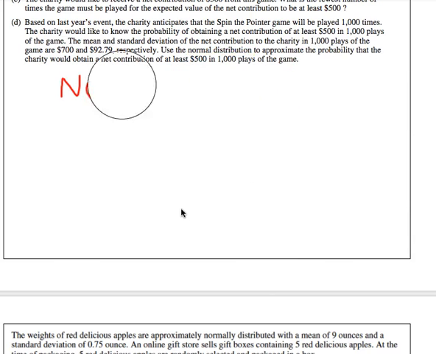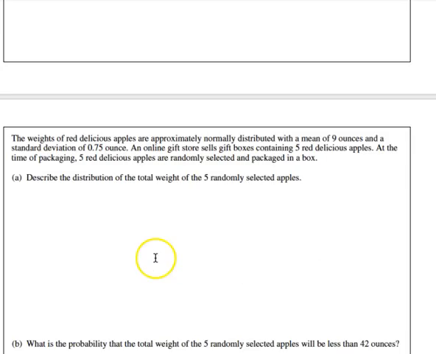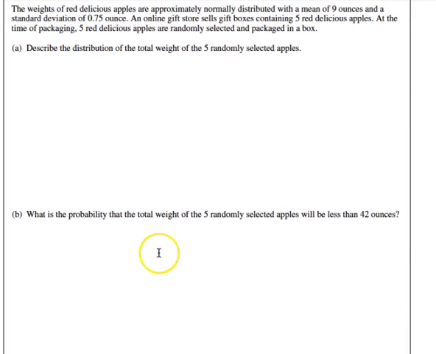All right, our next one. So looking at our next FRQ, the weights of red delicious apples are approximately normally distributed with a mean of 9 ounces, standard deviation of 0.75 ounce. An online gift store sells gift boxes containing 5 red delicious apples. At the time of packaging, 5 red delicious apples are randomly selected and packaged in a box. Okay, so they want us to describe the distribution of the total weight of those 5 apples.